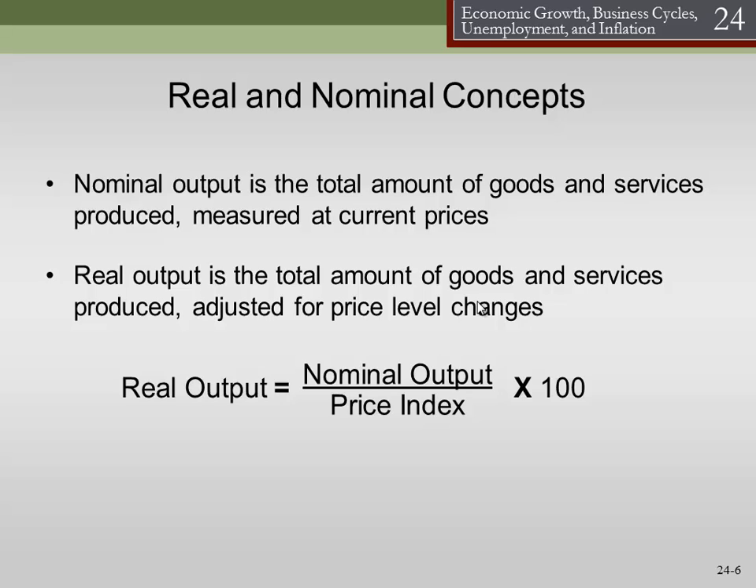So generally speaking, real output equals nominal divided by the price index. A good rule of thumb is if you have a nominal value, divide it by the aggregate price level, and you get real. Oh yeah, and you should also multiply by 100. So remember this formula. This will be important for you.